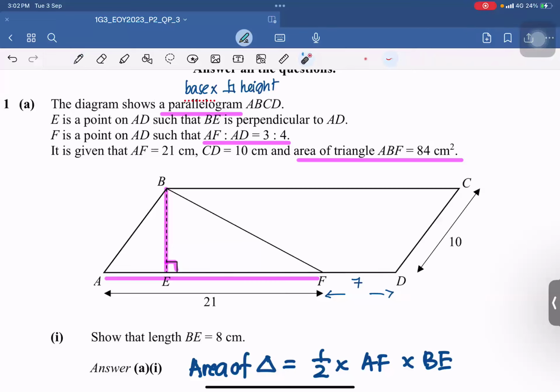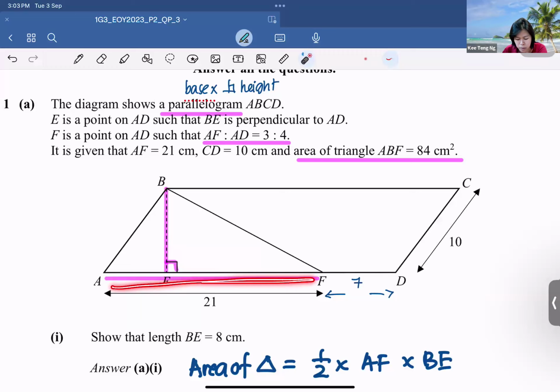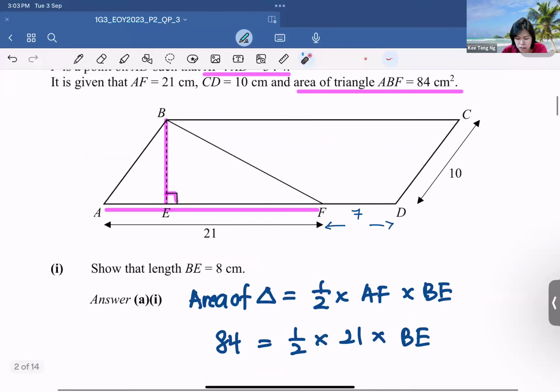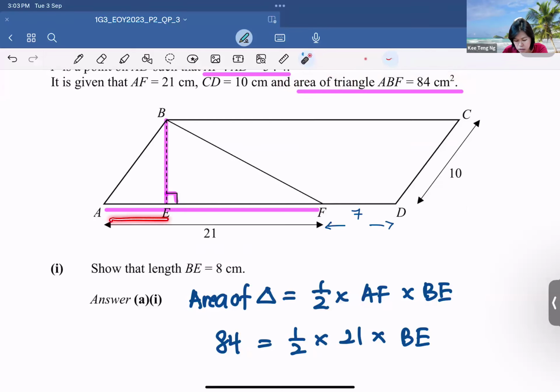Half base times height. Thank you very much. So area of triangle is half base times height, 0.5 base and height. In this case, if I'm looking at triangle ABF, the base will be 21 and BE will be my height. They want me to show that the length BE is equal to 8. That means I need to use this piece of information: area of triangle is 84, half times base times height. The base is AF and the height is BE. So I replace my values: 84 equals half times 21 times BE.